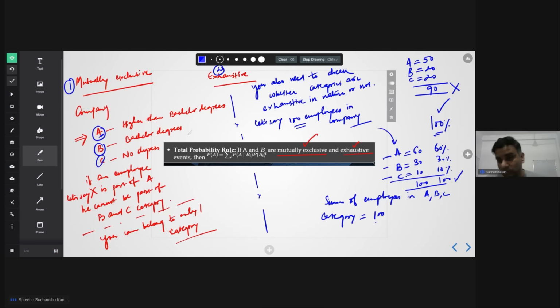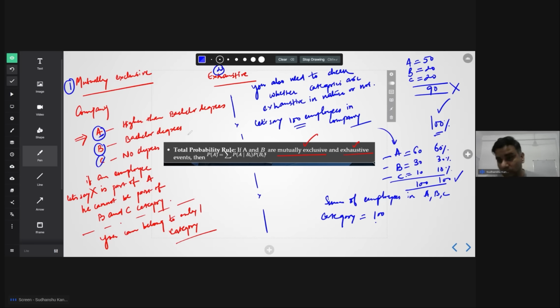Now also note another point which your book is stressing here: the three levels of education are mutually exclusive. So we are very happy, we have got mutually exclusive also. Our two conditions, one is exhaustive, the other is mutually exclusive, and both are met. An employee can only be in one of these three categories of education attainment. Note also that the three categories are exhaustive, which I had already told you, covering all possible levels of education attainment.